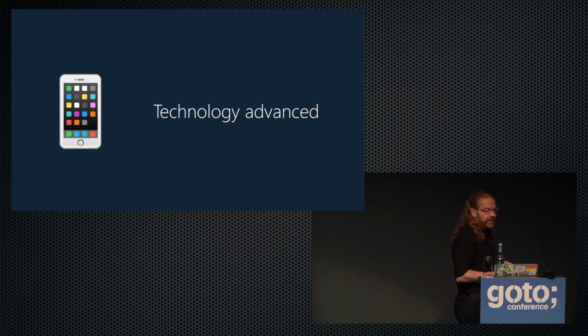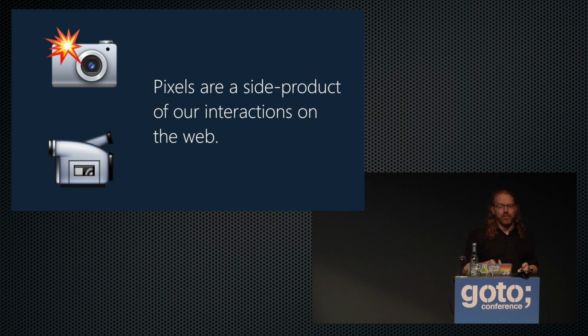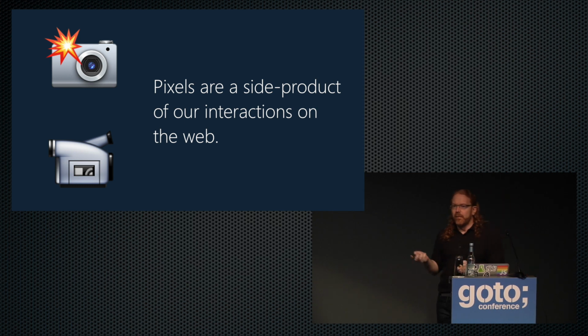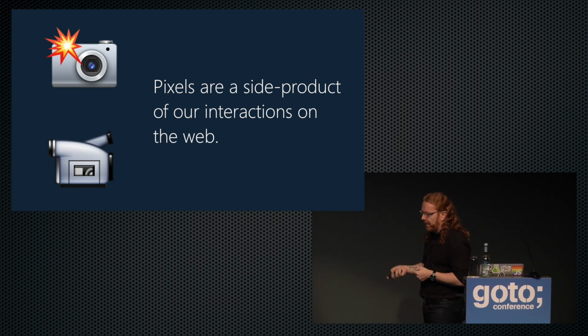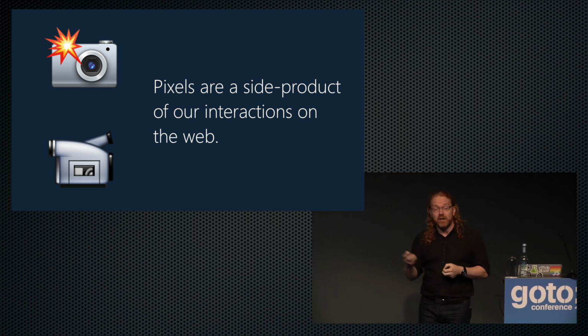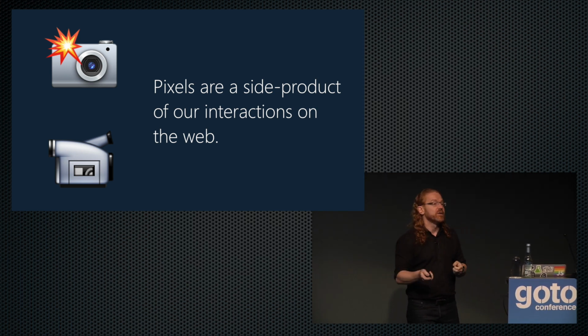So technology advanced. And pixels are a side product of our interactions with the web. Most people don't draw things on the web or make graphics, they just take pictures and upload them. And they don't even caption them. They don't even explain what the picture is. They just let the picture speak for itself, which of course is incredibly depressing if you're a blind person and you get these pictures without any alternative text. You don't know what's going on.